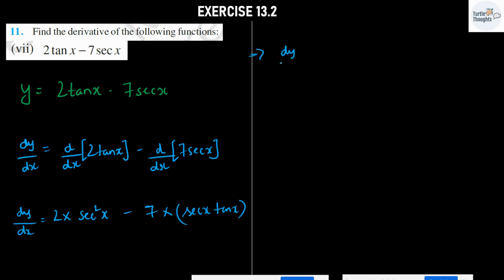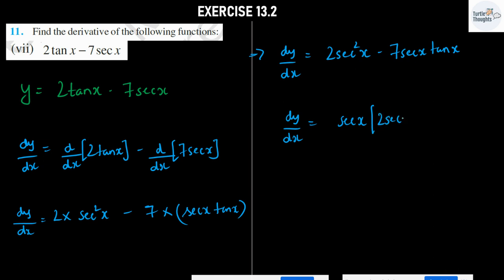Upon multiplying, I will be getting the value of dy by dx as 2 secant square x minus 7 secant x tan x. Further, if you want, you can consider secant x as common. Secant x multiplied by 2 secant x minus 7 tan x. This is going to be your final answer.